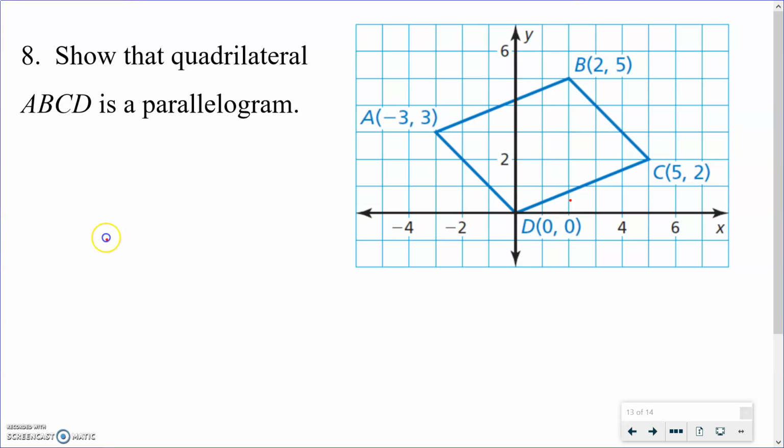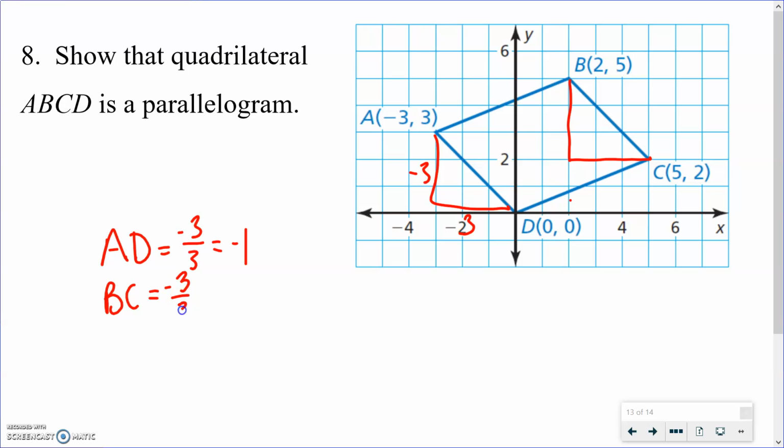So I'm going to find the slope of AD, which is down 3 over 3. So negative 3 over 3, which is negative 1 as a slope. And then I'm going to find the slope of the opposite side, so of BC, also negative 3 over 3, so these are parallel. So AD and BC are parallel.